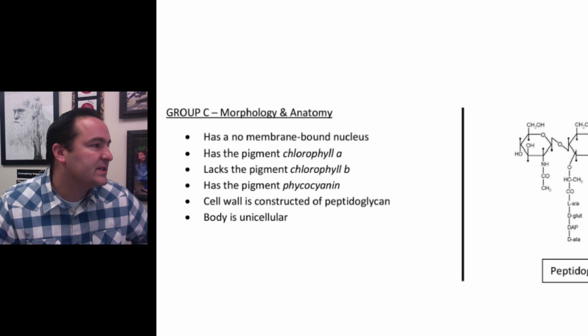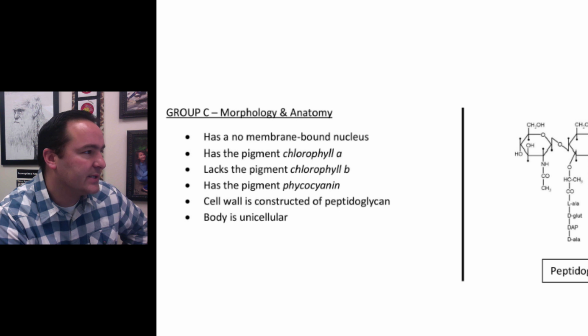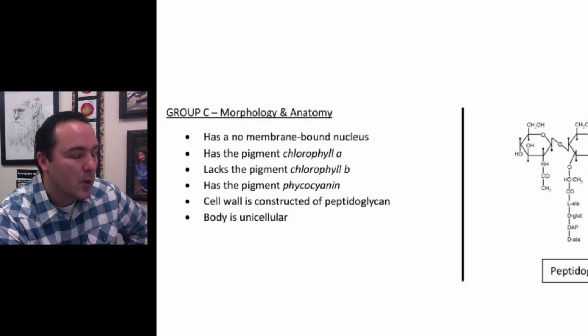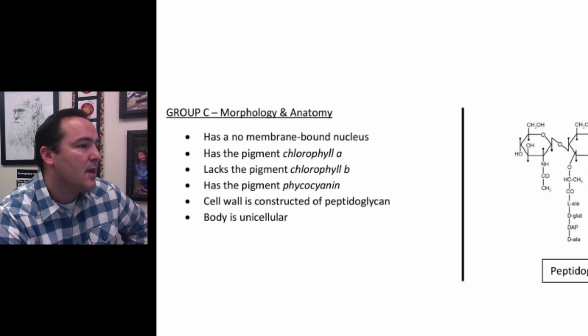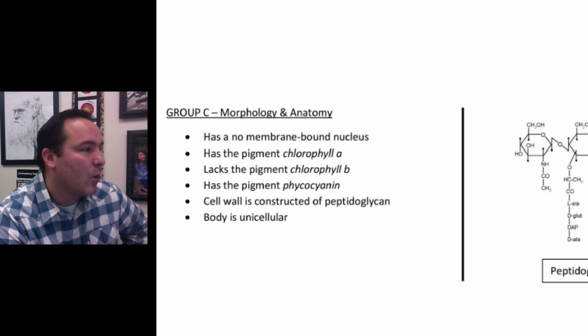If we move on to Group C, we see that it's one of the most unique of the 6 groups. It has no membrane-bound nucleus, therefore we can conclude that it is not a eukaryote, rather it is a prokaryote, and it's a unicellular microorganism, so it's really, really small. Because it lacks some of the morphological characteristics seen above for the plants that live on land, we can probably conclude that this organism must live in water.